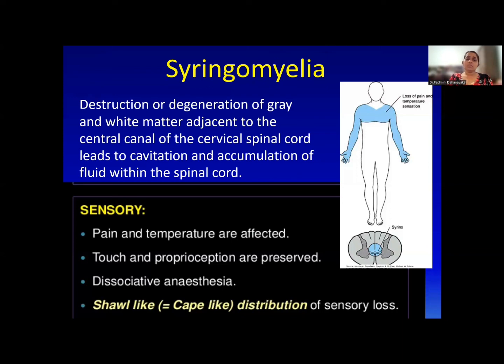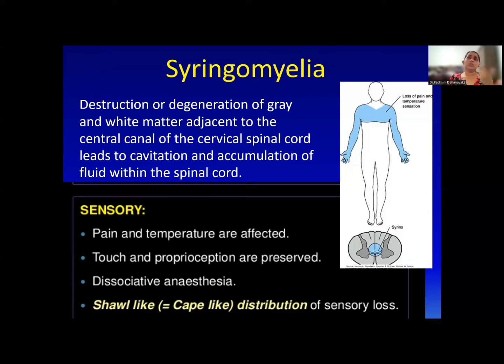Okay. So that is why you have pain and temperature sensations being affected first. But with the time, if it is going and expanding to the posterior or the dorsal column, then touch, pressure, proprioception, vibration also can be affected. But at the very beginning, the pain and temperature pathways are being affected. Okay. So that is Syringomyelia.